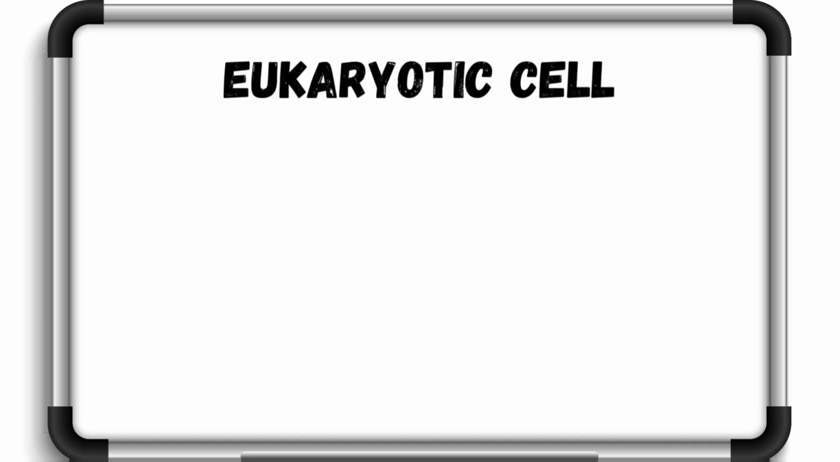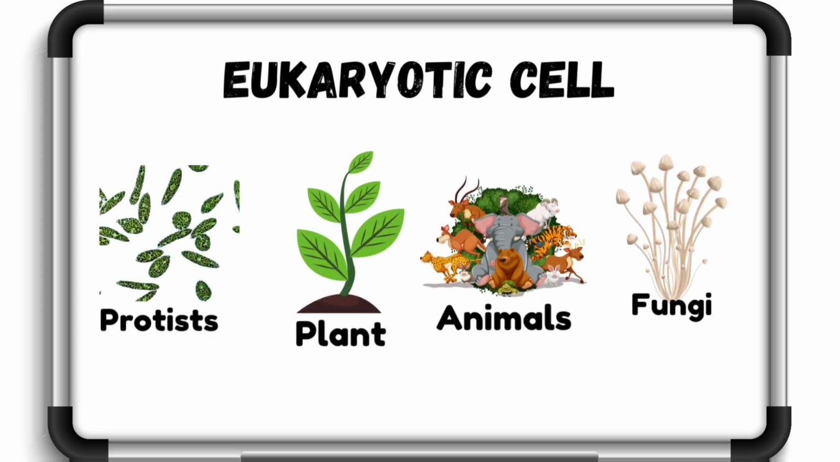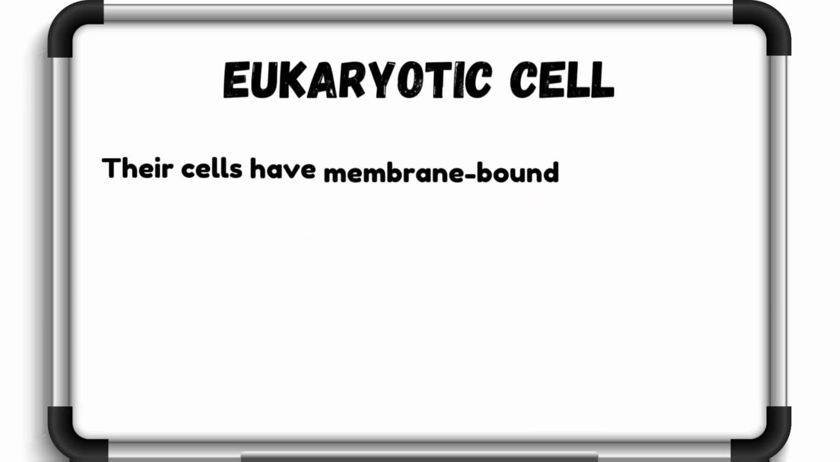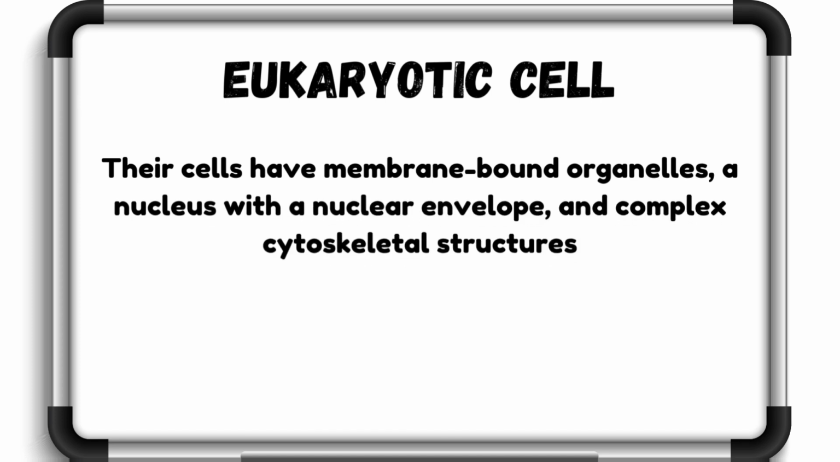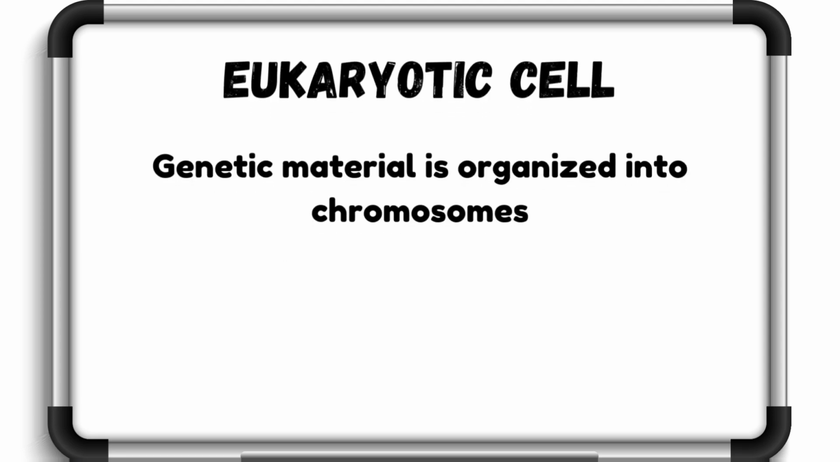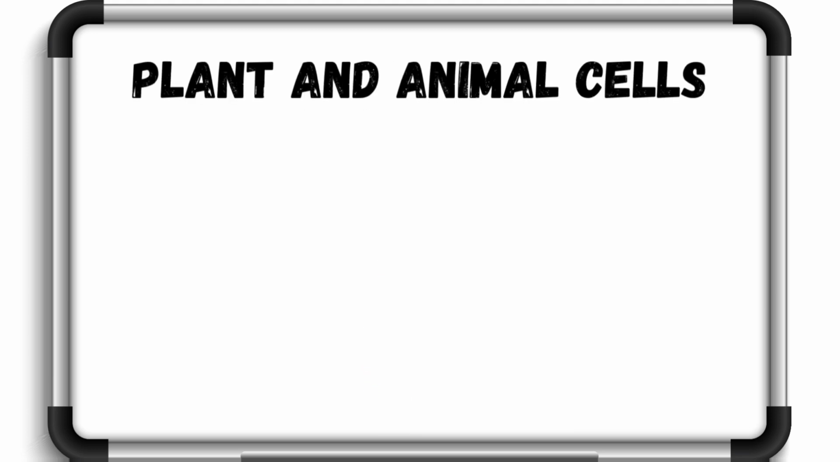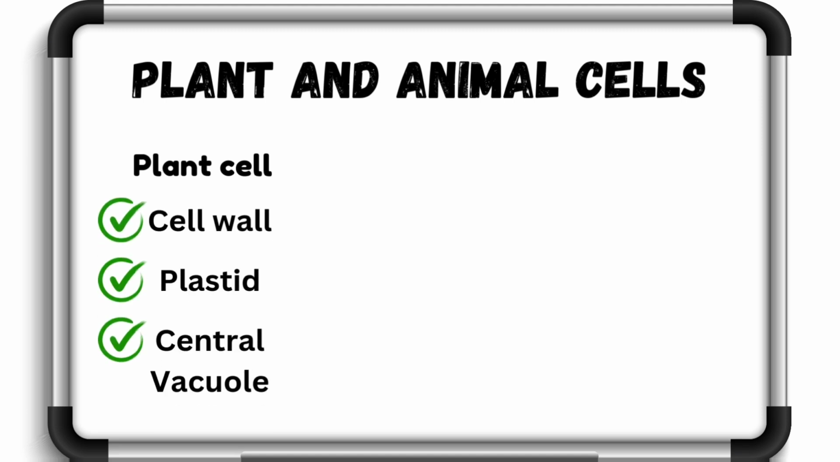Eukaryotic cells are the foundation of life for protists, plants, animals, and fungi. What makes them special? Unlike prokaryotes, they have membrane-bound organelles, a well-defined nucleus, and a complex cytoskeleton that gives them structure and support. Their genetic material is neatly organized into chromosomes within the nucleus. But did you know that plant and animal cells aren't identical? While plant cells have cell walls, plastids, and a large central vacuole, animal cells have centrioles, which are missing in most plant cells.